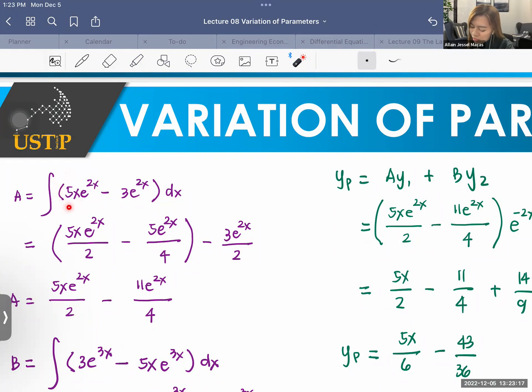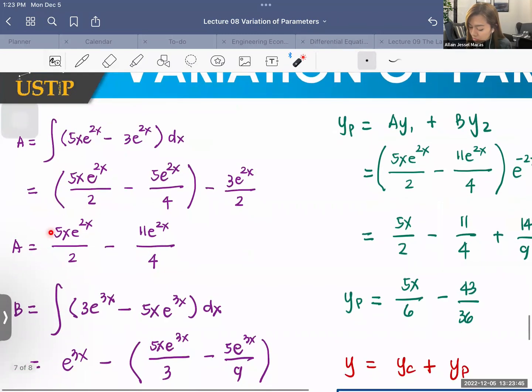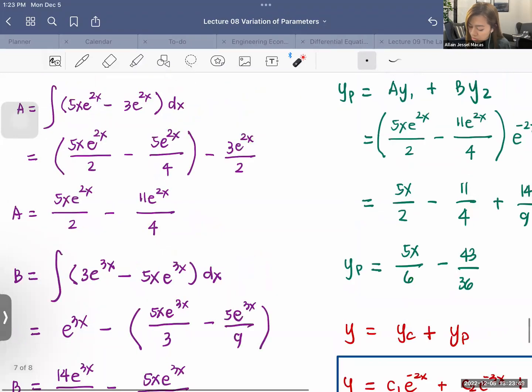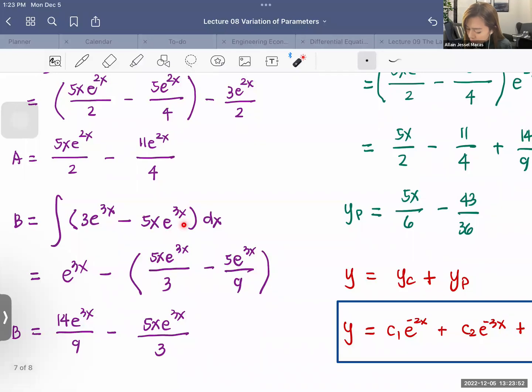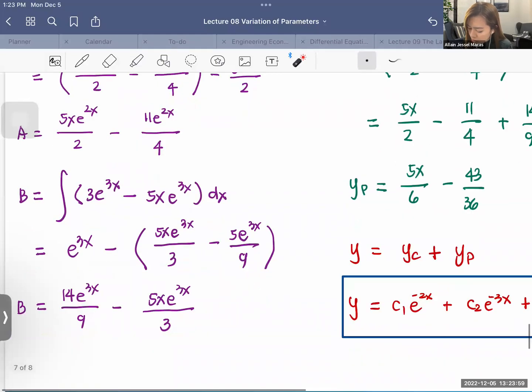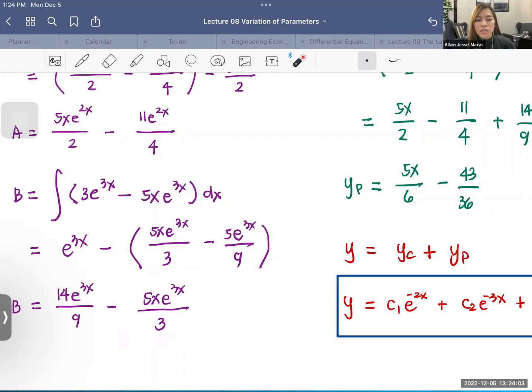Using integration by parts, class, we will get this expression: the antiderivative or the integral part, minus this. If you integrate that one, you just copy it divided by the coefficient, the derivative of 2x. Then simplifying that, we'll get this expression. Proceed to B. It's the same, except for the difference in the exponent. So we have integration by parts again, and the integral is e to the 3x minus this expression. So we'll get a B that is equal to this one. It's long, class, so it will take time to solve and you need to be careful in solving.